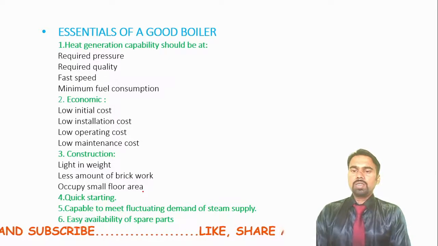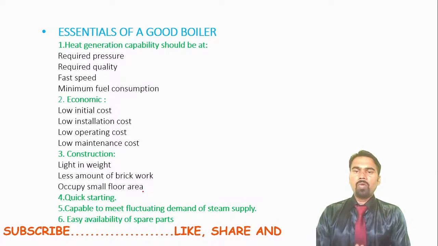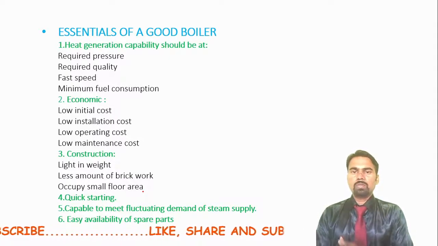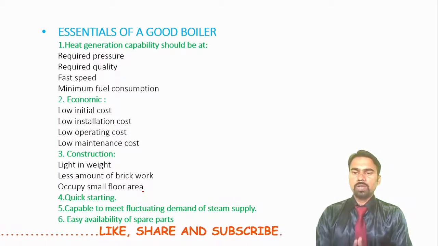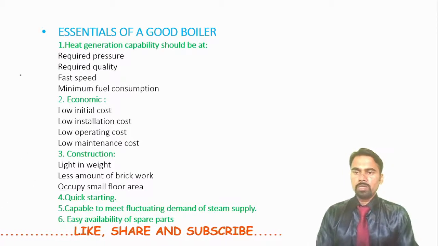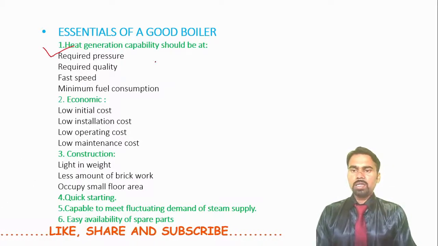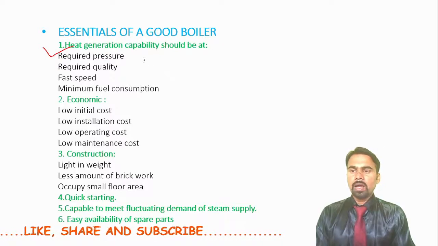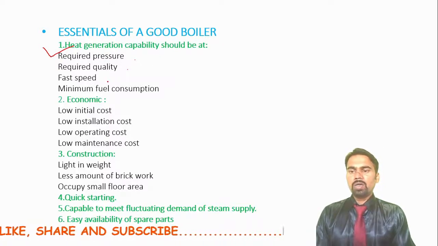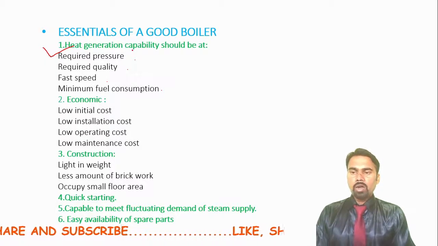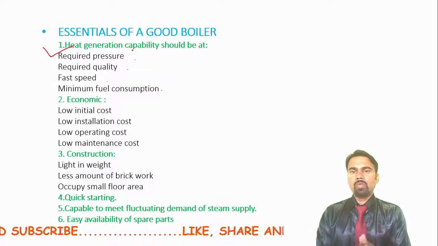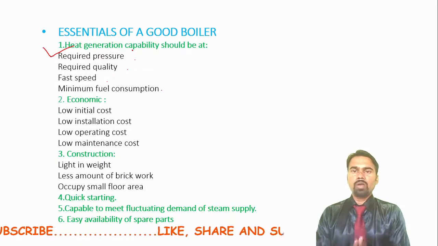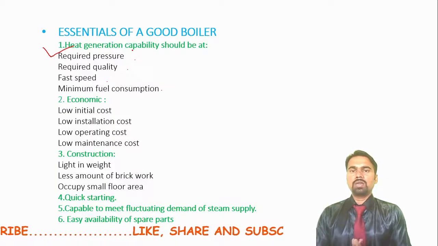Then next point is essentials of a good boiler, or requirements of a good boiler. Which parameters, which characteristics should the boiler have? So first point, heat generation capability should be at required pressure, required quality, fast speed, minimum fuel consumption. Okay, the boiler should generate the required pressure. Whatever purpose we are using the boiler for, that much pressure it should generate.